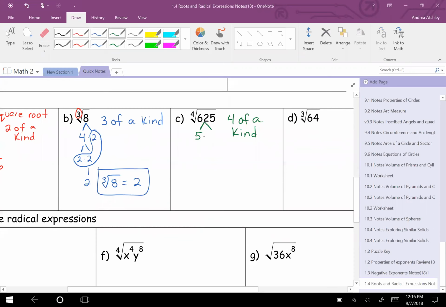5 times what? Which is 125. And then 5 times 25 would give me 125. And then 5 times 5. So right there I have 4 of a kind. So the 4th root of 625 is 5. Any questions over that?